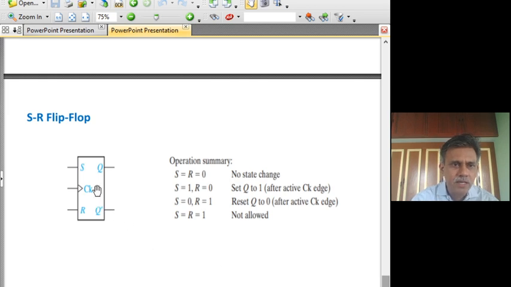Anyhow, the symbolic representation of the SR flip-flop where the clock is positive edge is shown here. Operation is simple. When S equal to R equal to 0, no change. S equal to 1, R equal to 0 is a set condition after an active clock edge, that is the positive edge. S equal to 0, R equal to 1 is a reset condition. Q becomes 0 after the active clock edge. S equal to 1, R equal to 1 is not allowed.